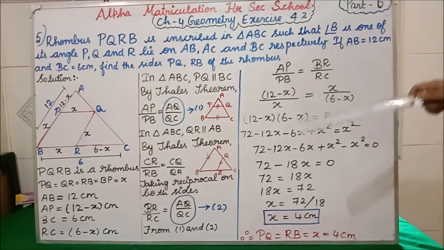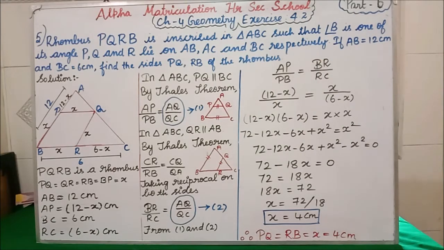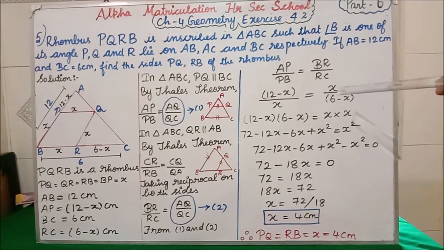We know the AP value. What have we written for AP? 12 minus X. What is the PB value? We don't know, we have taken that as X, isn't it? PB value we have taken as X. So on the PB side I have written X, equal to BR. The BR value on this side is again what? X. So BR is also X.